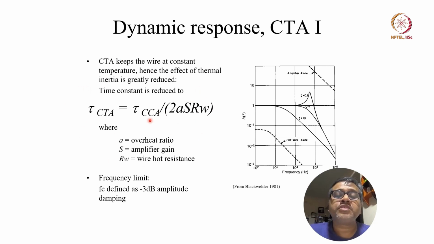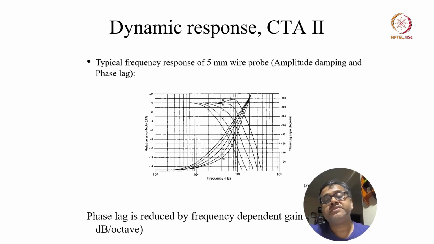This tau is very important. This is the time it takes to adjust to step changes in the velocity. It has a lot to do with the circuitry, and a lot of it is proprietary information, how people actually implement this. So the typical response of a 5 micrometer wire probe is given here, with the relative amplitudes. The phase lag is also reduced by frequency dependent gain. These are more details which are not part of this course, but if you take hot wire anemometry separately, you should get a good idea of what this is all about.